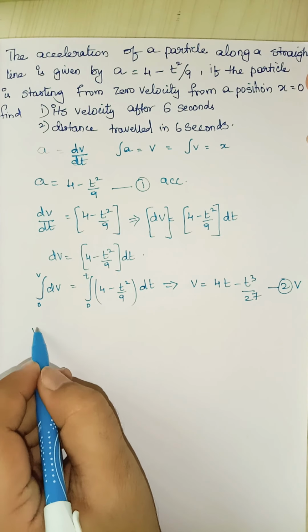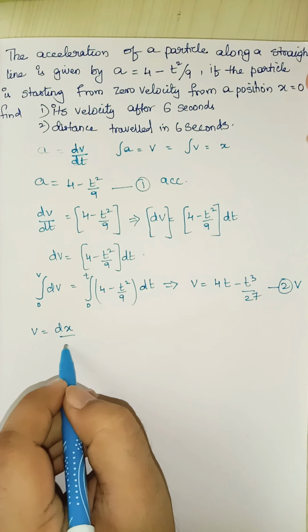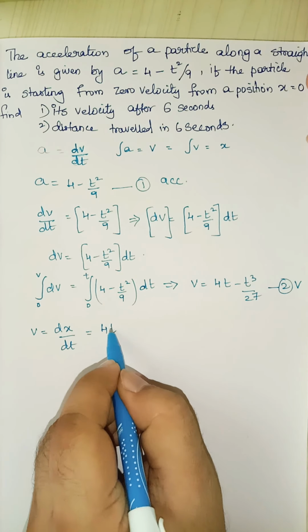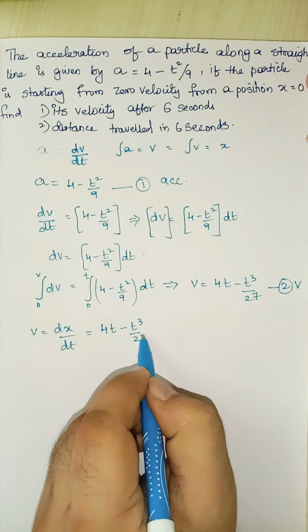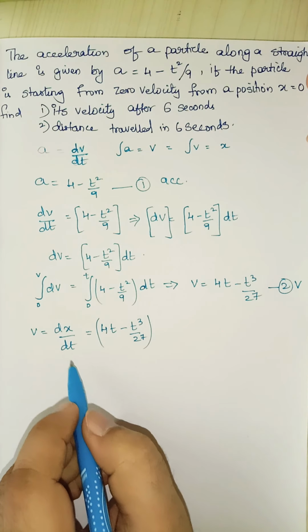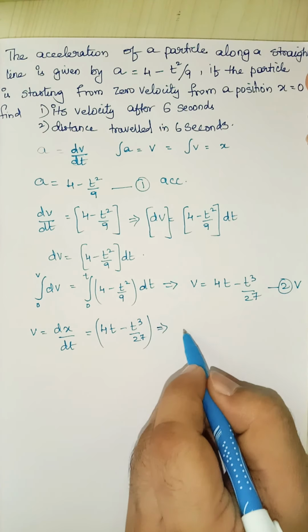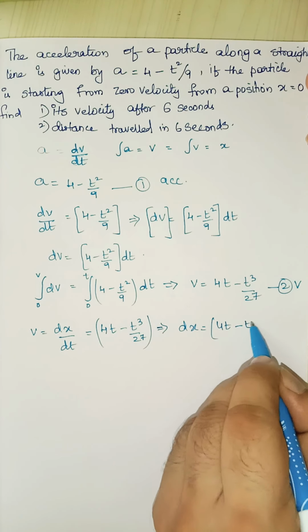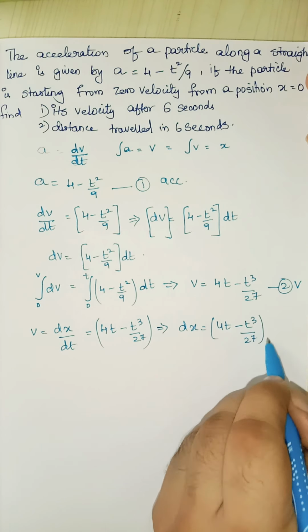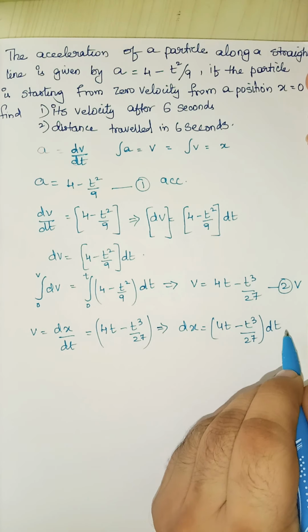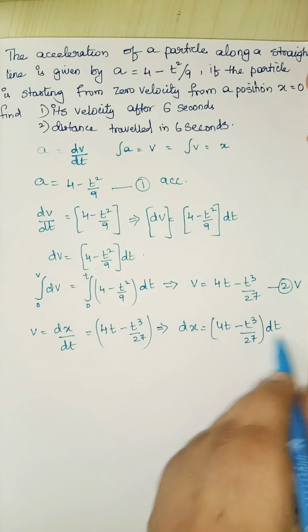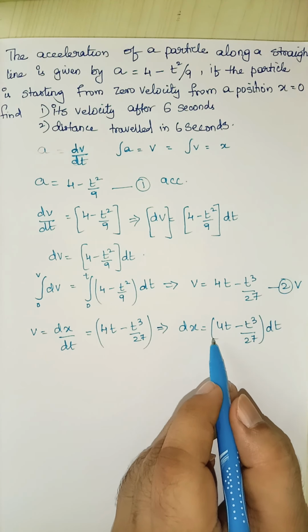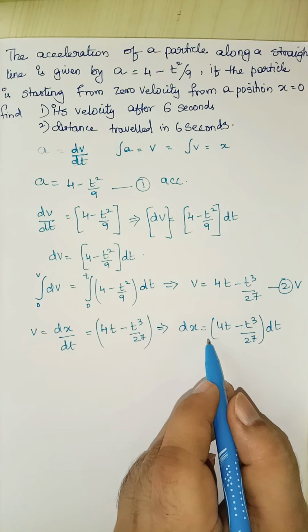Now we know that velocity v is equal to dx/dt. Now dx/dt is equal to the same equation again, 4t - t³/27. Cross multiplying, we'll get dx = (4t - t³/27) dt. Now whatever the equation you are seeing here, it is differential dx, right? That means whatever the displacement in the middle of the motion we are considering.